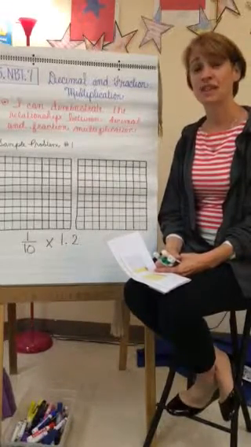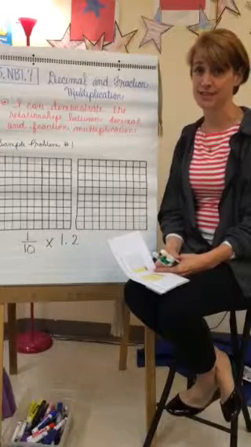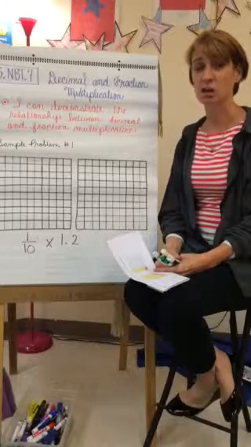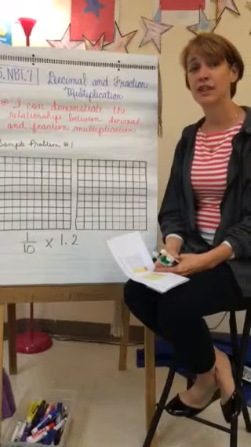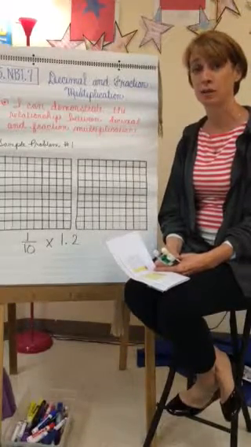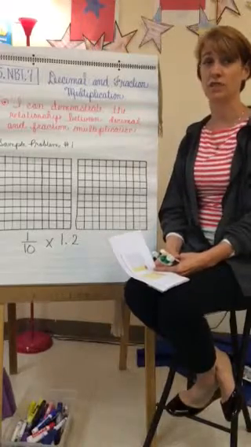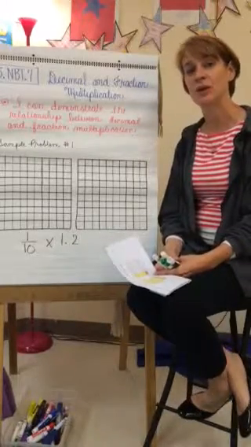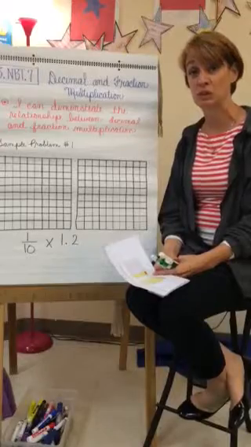Based upon our math standard 5.NBT.7, which states: add, subtract, multiply, and divide decimals to hundredths using concrete models or drawings and strategies based on place value, properties of operations, and/or the relationship between addition and subtraction. Relate the strategy to a written method and explain the reasoning used.